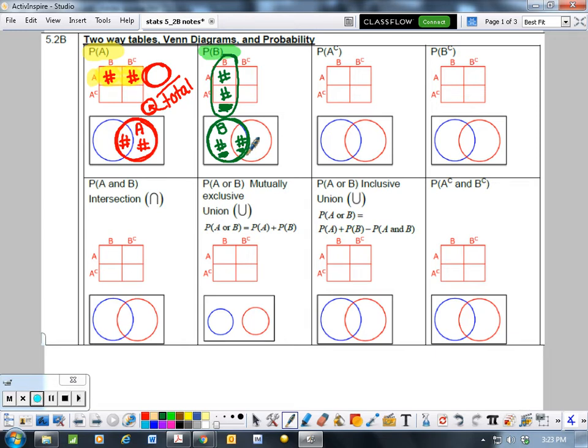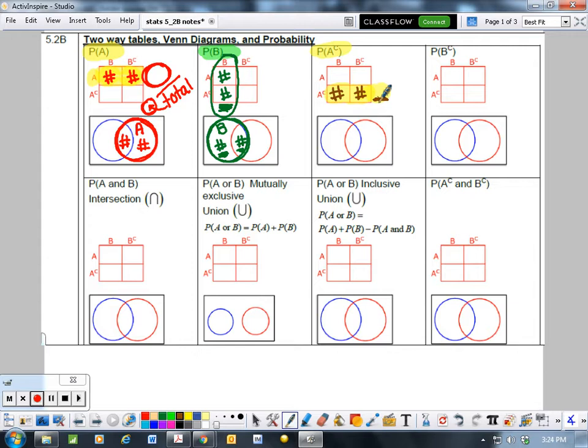Okay, the probability of A complement. So the complement of A. Oops, I didn't realize I was still in pen mode. Okay, so the probability of A complement, which means the probability of A not occurring. So I would take this whole section here with the total being written out here. So I would add this number and this number for my total value that would exist right here.